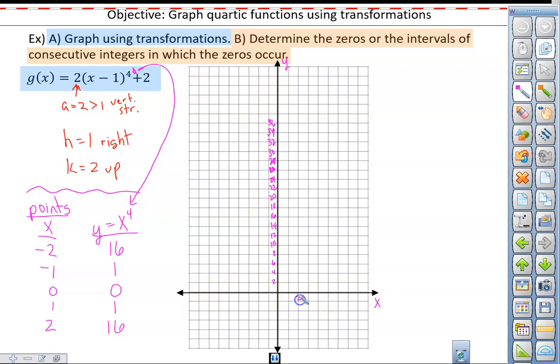This would be 1, 2, negative 1, negative 2. And we are going to translate 1 unit right, so we're probably going to end up over here at 2 plus 1, which is 3. So that's what I'm looking at. So I'm going to take my first point of negative 2, positive 16, which is here. So we have that stretch factor of a 2. 2 times 16 is 32. So it stretches to 32.